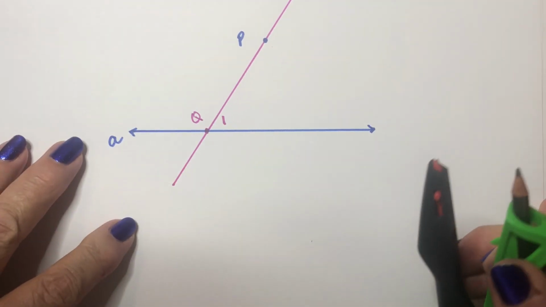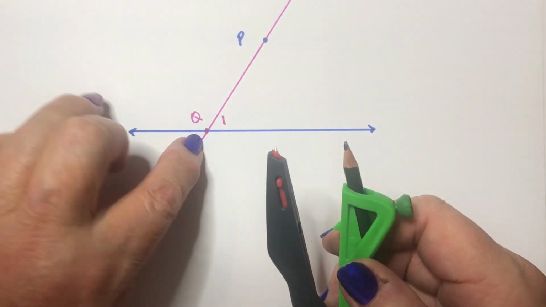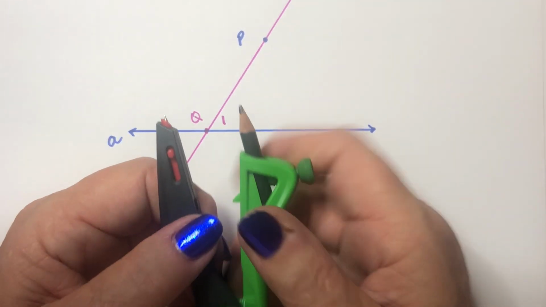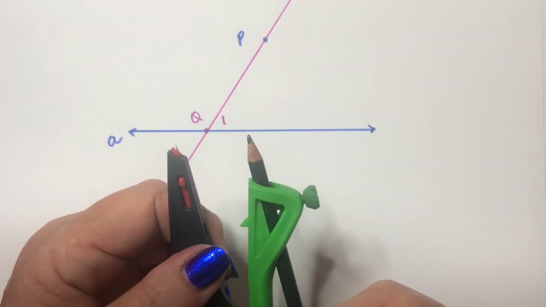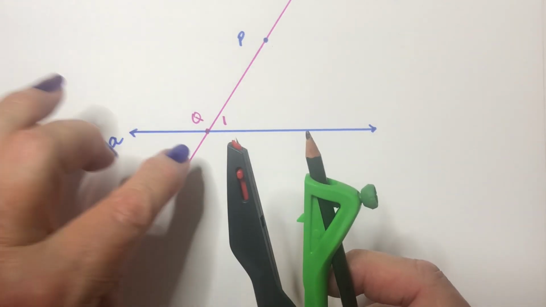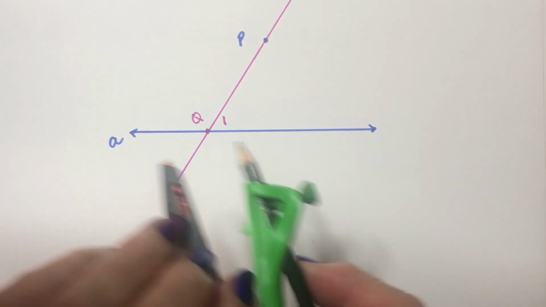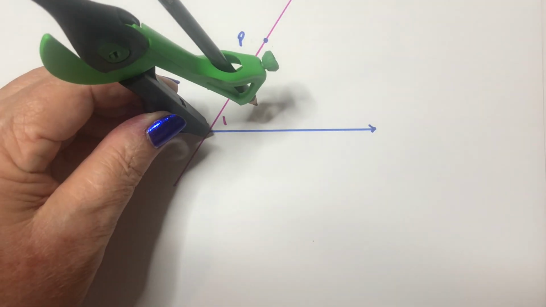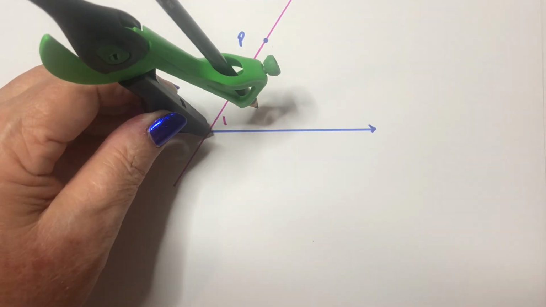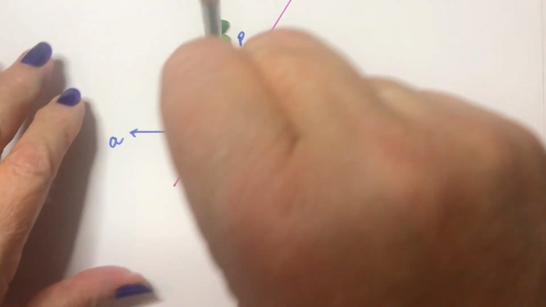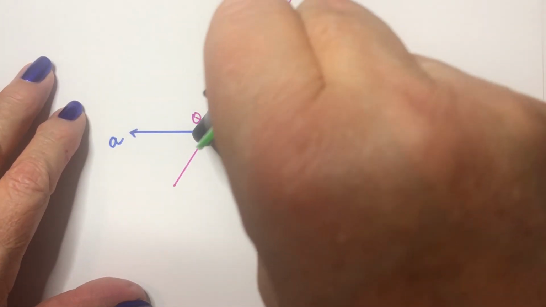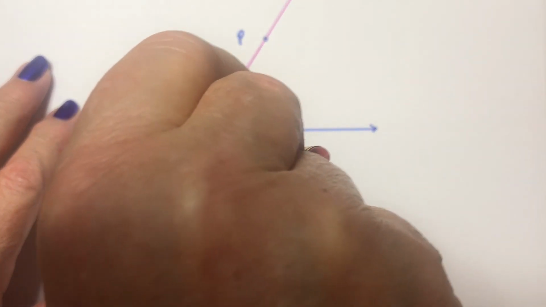And I'm going to construct circle Q. So I'm picking a radius. That's what the compass is doing. This is the radius of my circle. I put the foot of the compass at the center of the circle, circle Q. And I'm only going to draw part of the circle. I'm not going to draw the whole circle just because I don't need the whole circle. I'm going to construct just the part of the circle that intersects the two sides of angle 1.